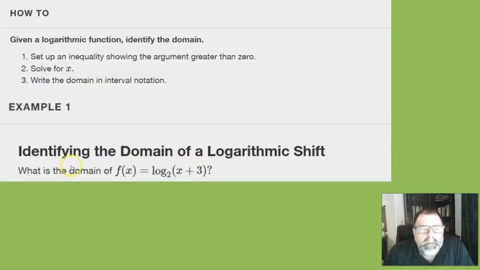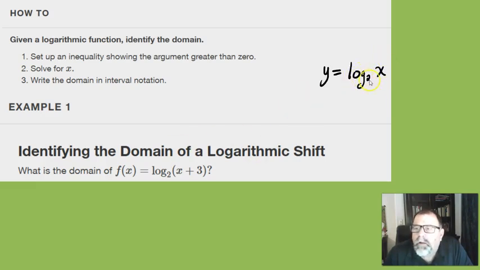Okay, so let's look at example 1 here. Identify the domain of a logarithmic shift. So what is the domain of f of x equals log base 2 of the quantity x plus 3? So if the parent function is basically, again, what I call the base function or basic toolkit function, so we can add this to our list of functions we should know.